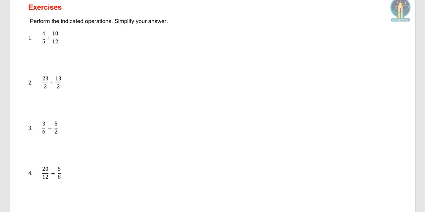Okay, so 4/5 divided by 10/12. 4/5 is already simplified enough. But then 10/12. Did I say 20? I meant 12. So 4/5 divided by 10/12 is the same as 4/5 times, and then flip this over. Bring the denominator up and bring the numerator down. So times 12/10.